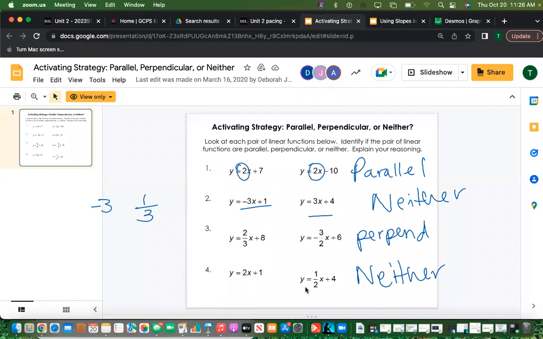And then put the negative. You just switch the sign and then flip it. All right. Wait, so number 2 is not parallel because they have different signs. Yep, because the first one is negative.